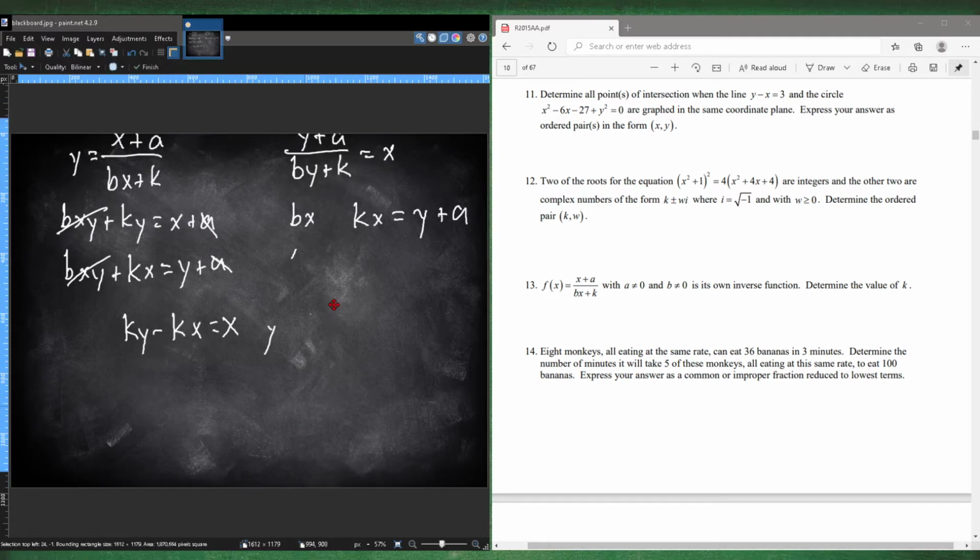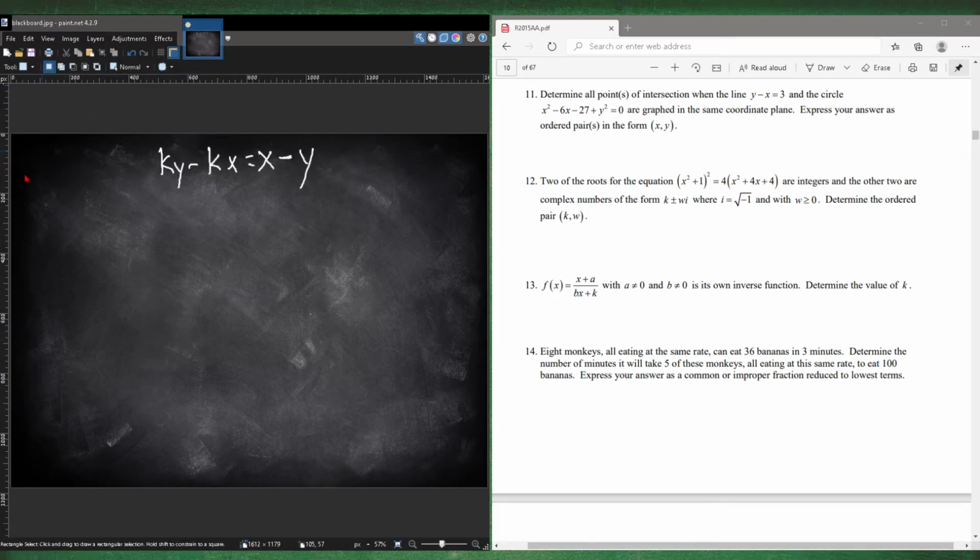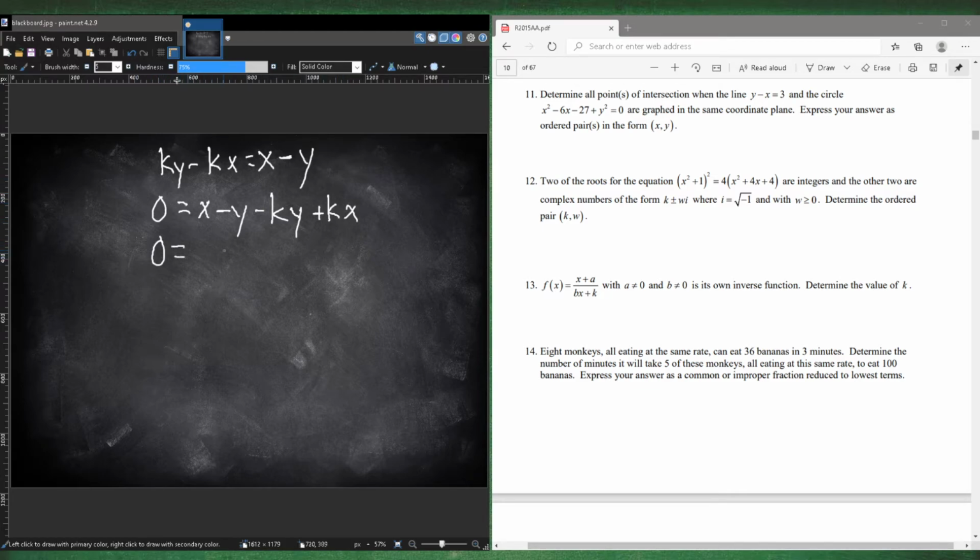Okay, so we have this. So how do we find the value of k? Well, I noticed that this is a positive x and a negative y, and these two are opposites: it's a positive y and a negative x. So what we could do is move this to the other side. So we have x minus y minus ky plus kx, and that should equal 0. So if we factor out x minus y from this, that should be 1.